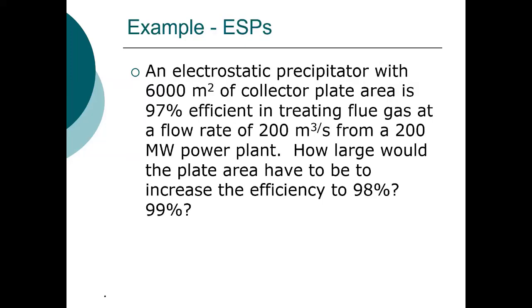So let's look at one example. We have an electrostatic precipitator and it has 6,000 meters squared of collection plate area. This is not unusual. It is 97% efficient in treating flue gas at a flow rate of 200 meters cubed per second. It happens to be from a 200 megawatt power plant. And the question that is asked is, how large would the plate area have to be to increase the efficiency to 98% or say 99%?